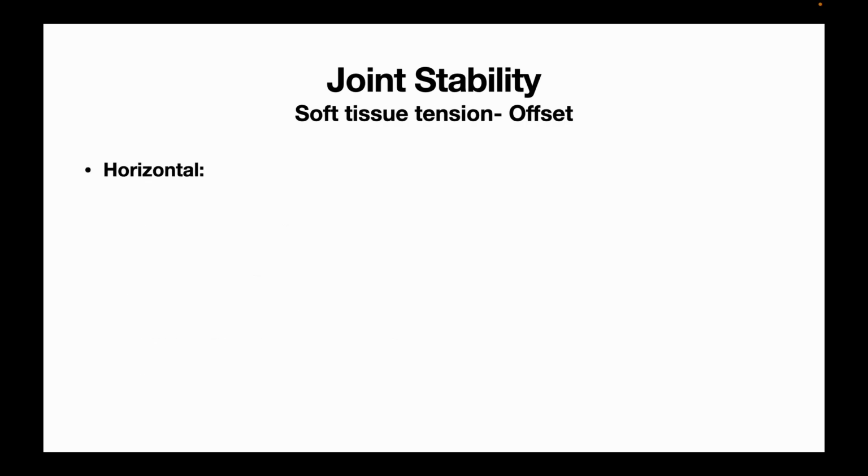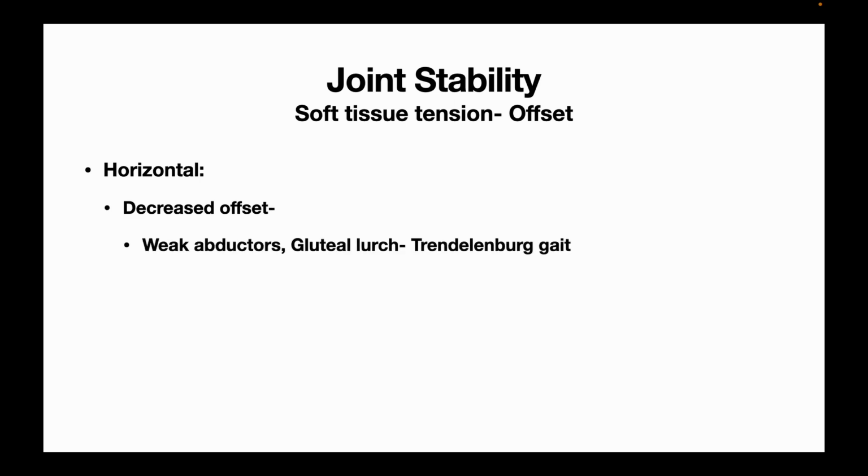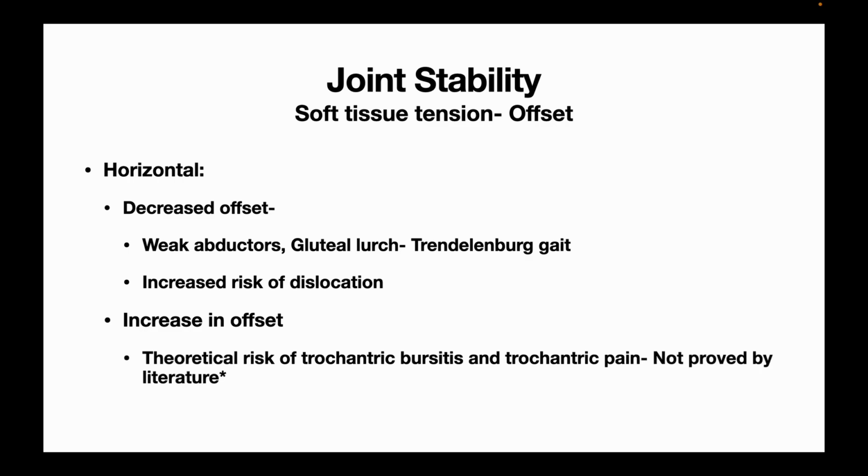When the offset is reduced, once again the abductors become weak, resulting in a gluteal lurch or a Trendelenburg gait. This increases the risk of dislocation. Increased offset has a theoretical risk of bursitis leading to pain, although recent literature doesn't fully substantiate this claim.